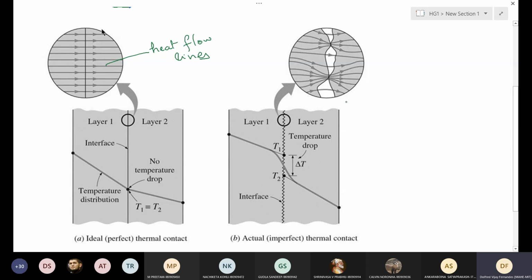But when we have the practical surfaces, or any surface, you can think that it's ultra fine, smooth, but still we have some air gaps between the two surfaces. So when the real surfaces come in contact, you can see that the peaks will touch each other, whereas the valleys form the air gap here.